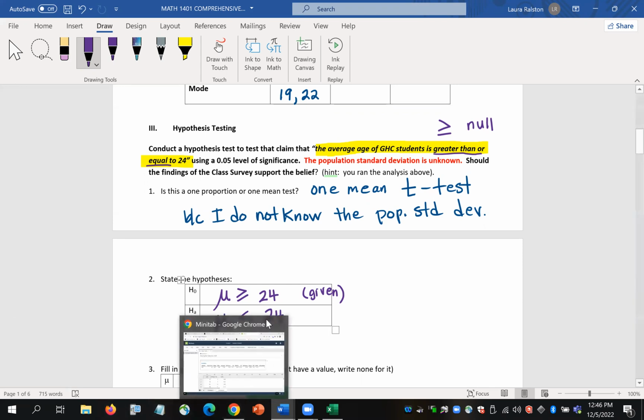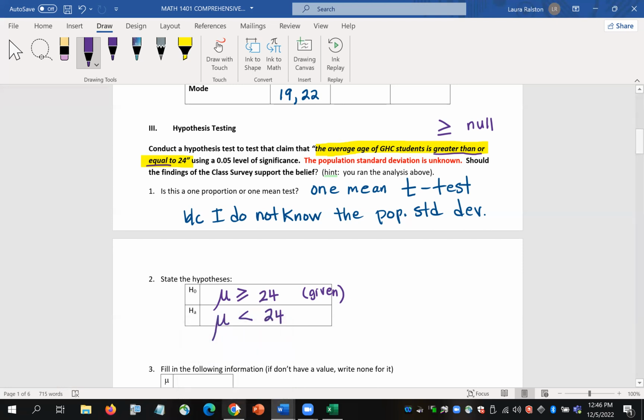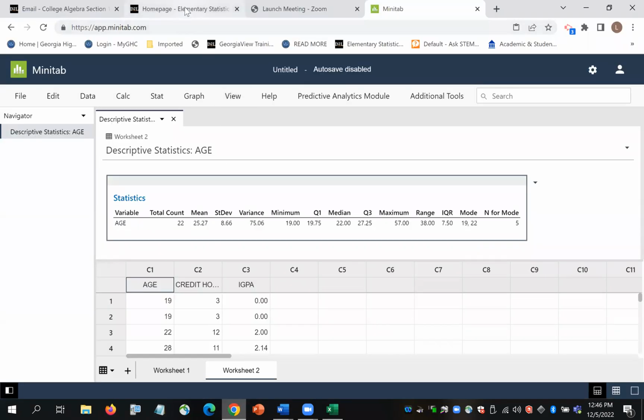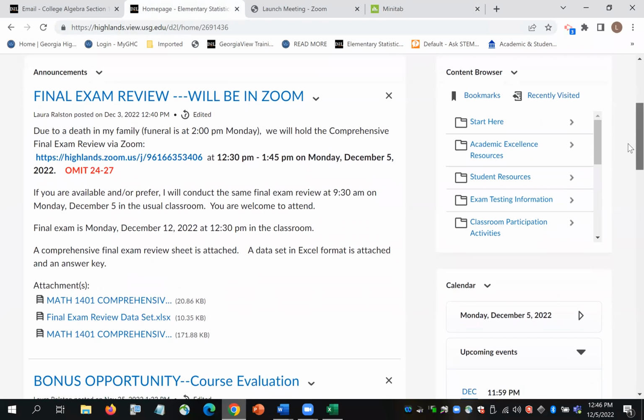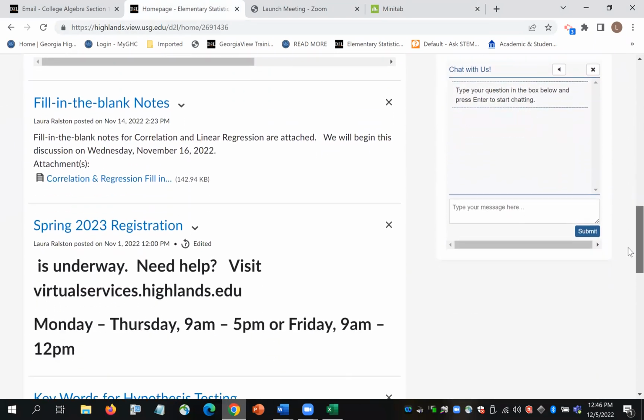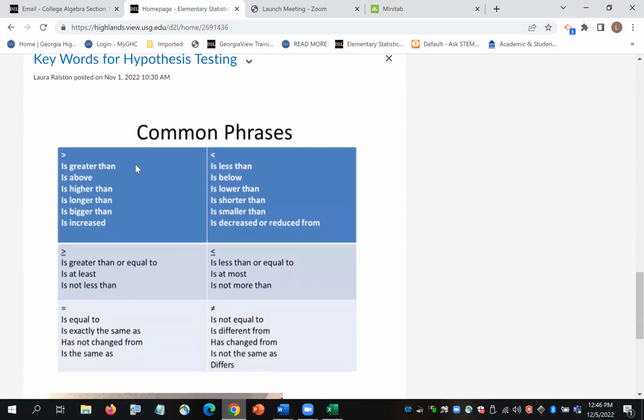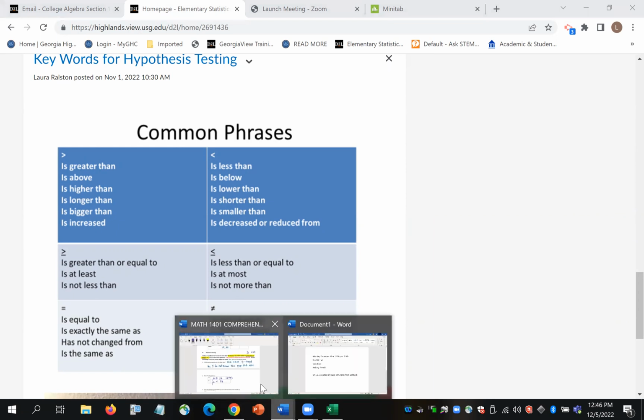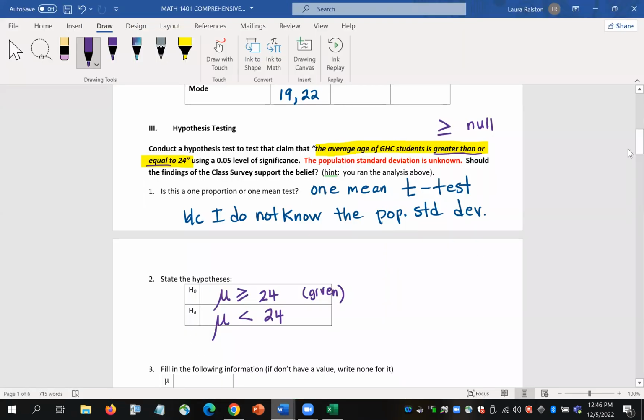If you struggle to know which symbol is which, remember that I posted in the announcements, and let me scroll back down, some key words for hypothesis testing. Now, this list on that announcement is not totally comprehensive. That is not all the phrases that you could use, but they are the more commonly used ones, so that may help you out. But again, you need to remember that the null must always and forever contain equal in some form.